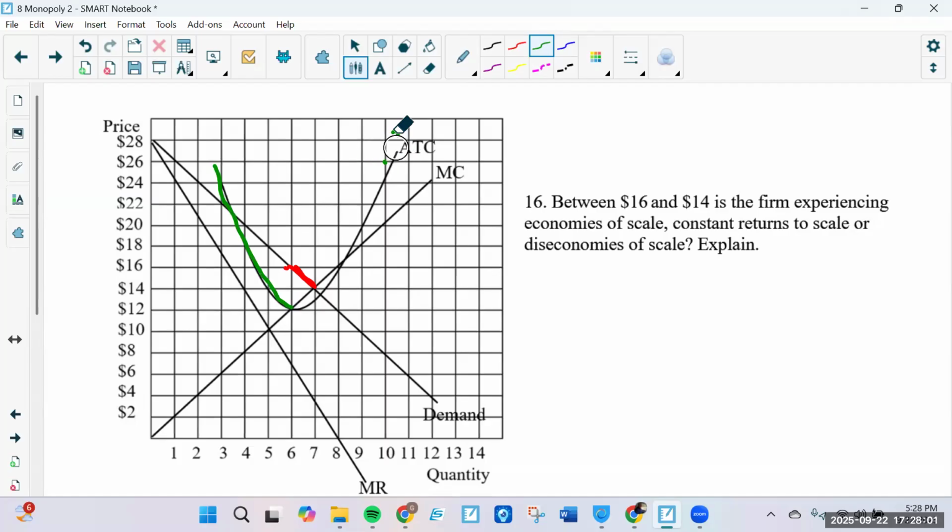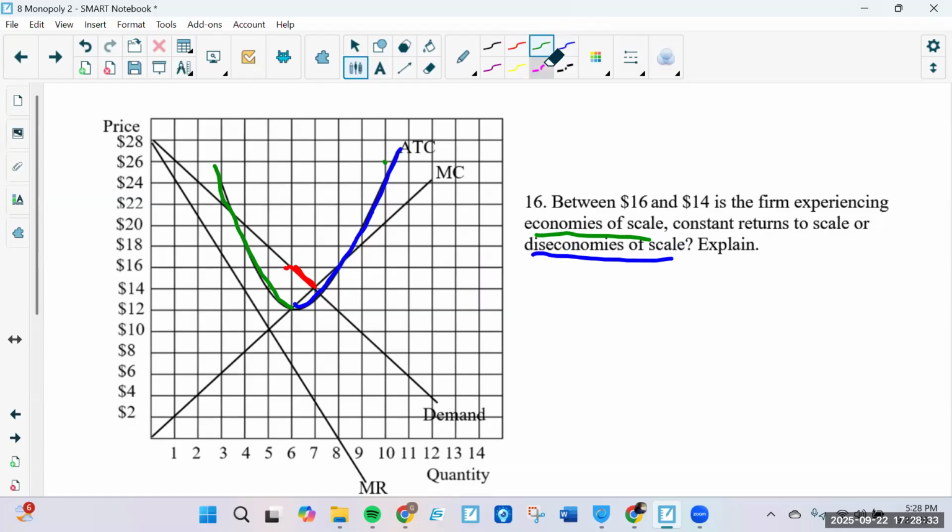But again, this is kind of a little Jedi mind trick we play in this course. Don't worry about the fact this is long run average total cost. If I ask about economies of scale, you just have to know it's long run average total cost. When the long run average total cost is decreasing, you're experiencing economies of scale. When the long run average total cost curve is increasing, you're experiencing diseconomies of scale.